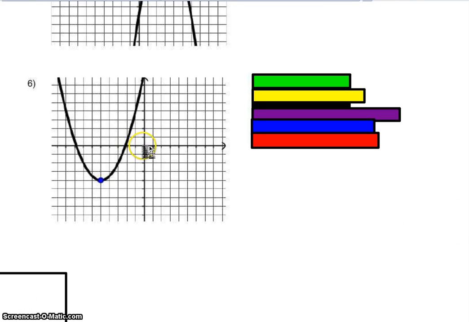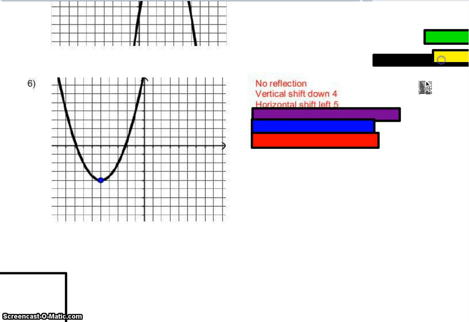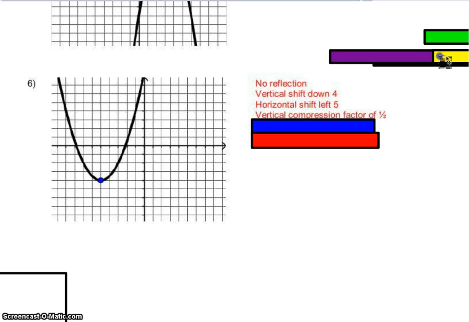So my vertex went 1, 2, 3, 4, 5 to the left. It did not flip. There was no reflection. It went 4 down and 5 to the left. It does have a vertical compression. The reason I know that is I go over 1 and I only go up 1/2. I'm not going to be stressed if you don't get the exact right fraction, but you need to show me that there was a compression.